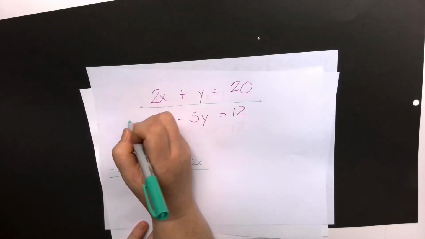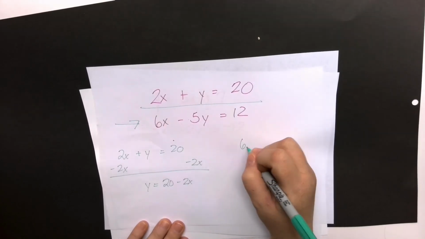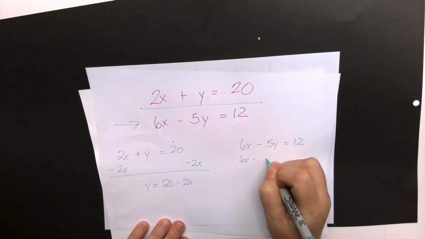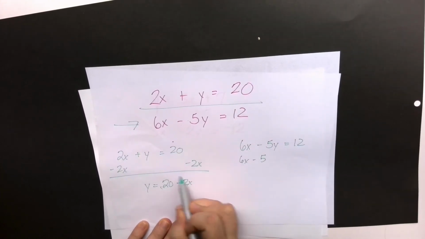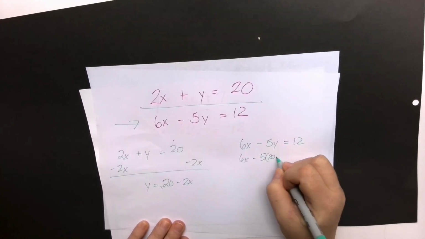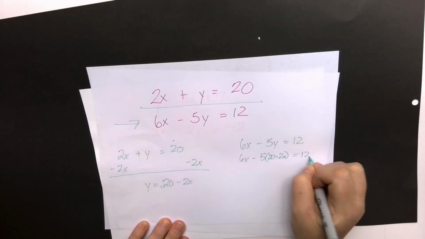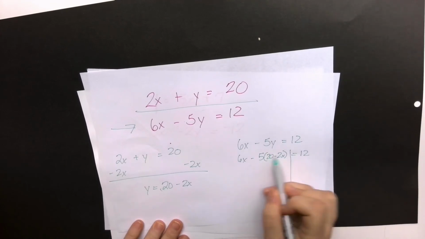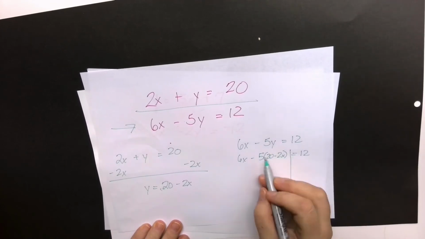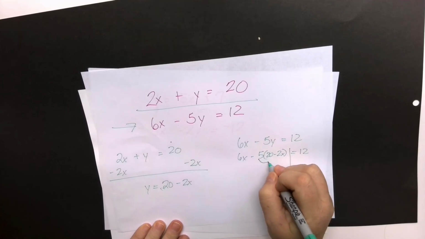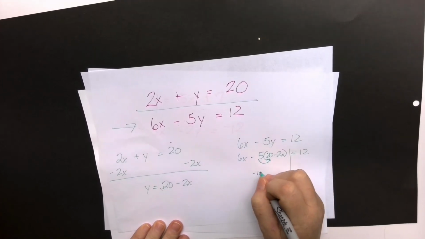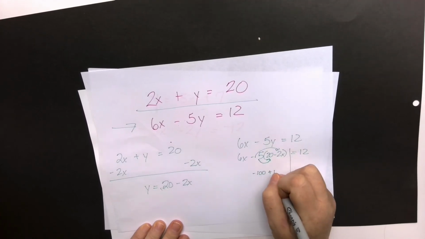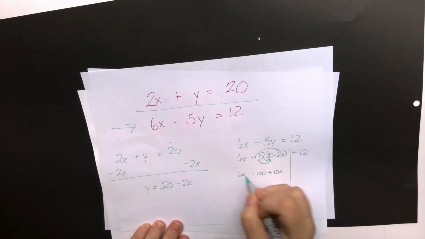So I'm going to go to my second equation, and I'm going to substitute in 6x minus 5y equals 12. My value or definition for y is 20 minus 2x. And I'm going to draw a line to divide the sides of my equation, and I'm going to work on cleaning up this left side and the right side if I need to. Okay, so let's do that first. Negative 5 times 20 would give me a negative 100, and a negative 5 times a negative 2 would give me a positive 10x. And I'm going to bring down my 6x from before.